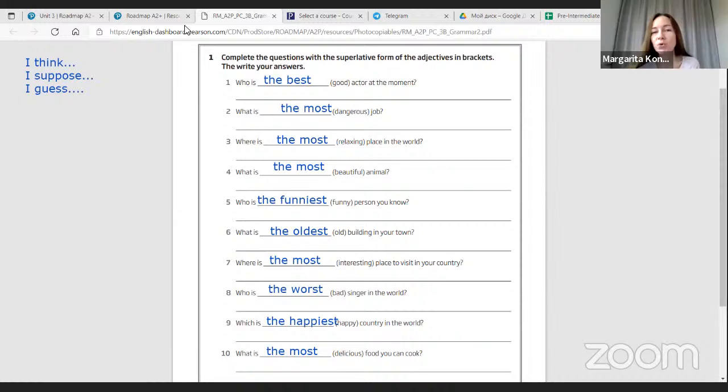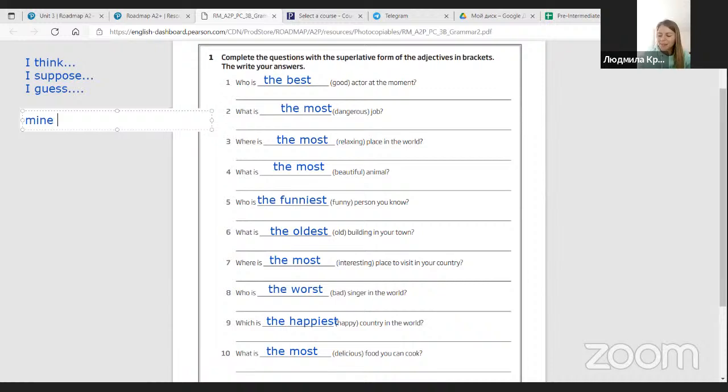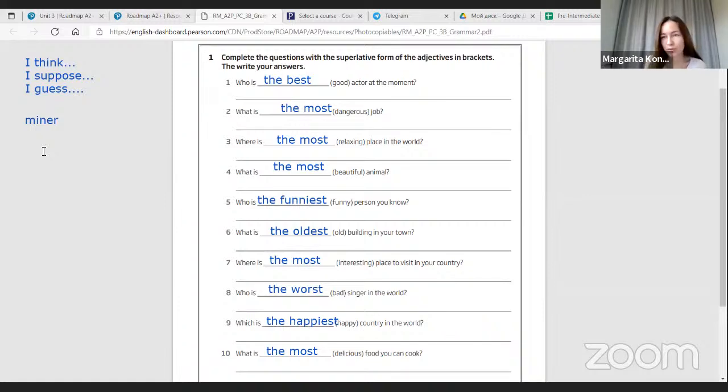No, what's the most dangerous job? I guess that the most dangerous job is miner. So the man who works in a mine. Yes, miners. So they are called miners. A miner. Right. Yes, you are totally right, probably.